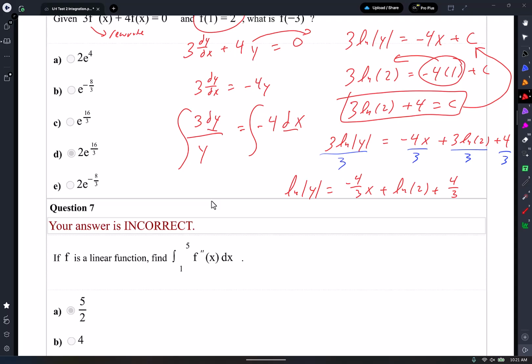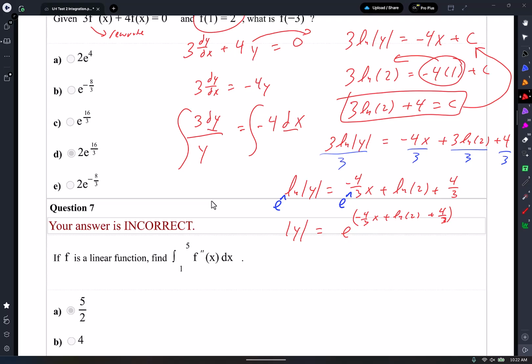Are we still okay? How do I get rid of the ln? E. Whatever you do to one side, you do to the other. So put e caret, e caret. So you have absolute value of y. Don't worry, we'll handle the absolute value in a little bit. Equals e to the negative 4/3 x plus ln of 2 plus 4/3. All of it is an exponent. I guess you can put parentheses like that. So all of that is an exponent.